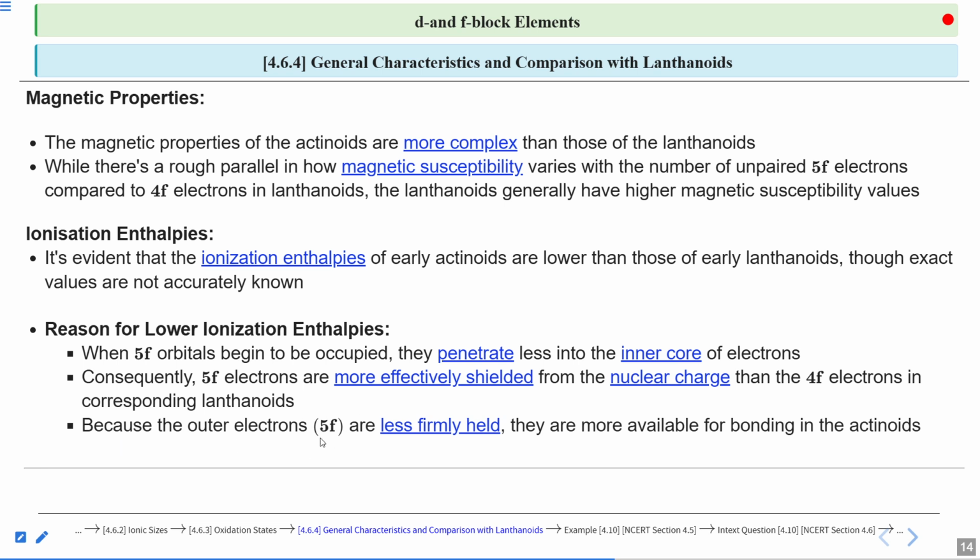Because the outer 5f electrons are less firmly held, they are more available for bonding in the actinoids, and this explains their greater reactivity and the wider range of oxidation states they show. This reason, the availability of 5f electrons because they are more effectively shielded from the nuclear charge, is self-explanatory for the greater reactivity shown by the actinoids and the wider range of oxidation states they show.